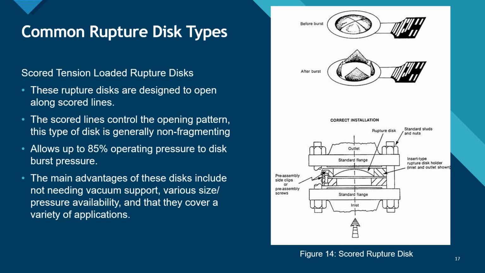The second common rupture disc type is the scored tension loaded rupture disc. These discs are designed to open along scored lines, as you can see on the diagram on the right in comparison to the previous one. The scored lines control the opening pattern of this type of disc, which is generally non-fragmenting. This allows up to 85% of operating pressure to disc burst pressure.